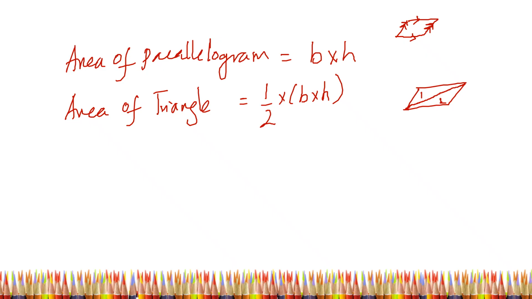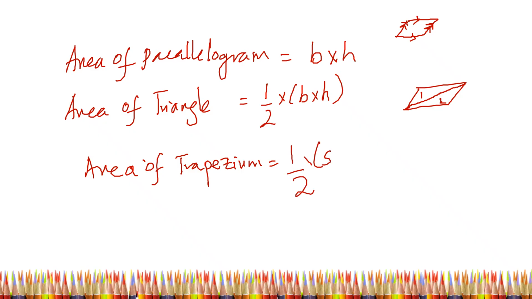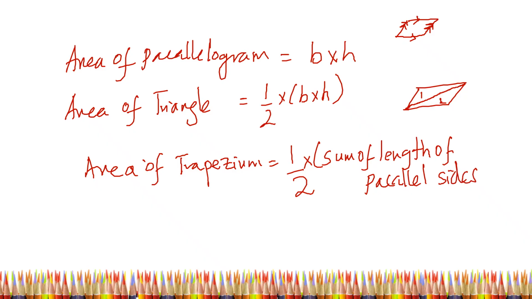So that's the reason we write the area of triangle as 1/2. You combine two triangles and you get a parallelogram. So that's the reason area of triangle is 1/2 b multiplied by h. Now area of trapezium is a little different because trapezium is not a parallelogram. So it's basically 1/2 multiplied by sum of length of parallel sides and multiply by h.